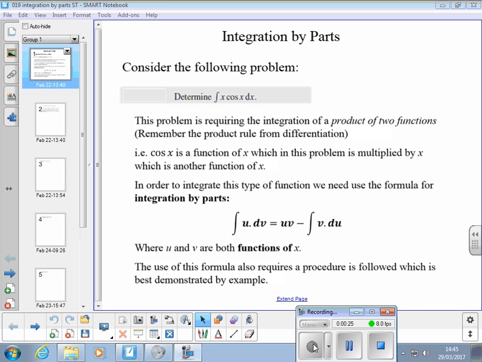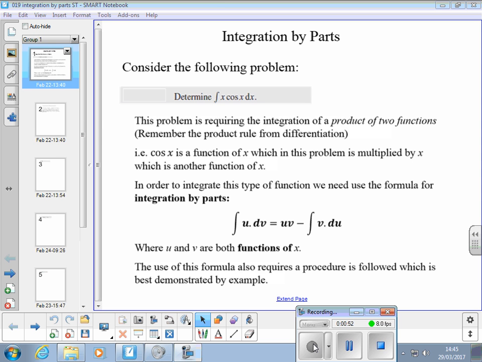We had a product rule in differentiation. So this is similar to that, but there's a bit more of a process involved. The differentiation ones just use a formula. This one involves a bit more of a process. I.e., the cosine of x is a function of x, which in this problem is then multiplied by x, which is another function of x.